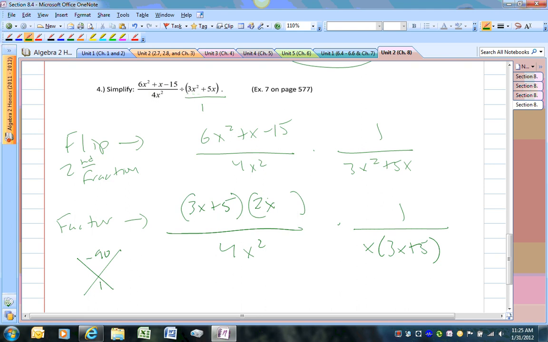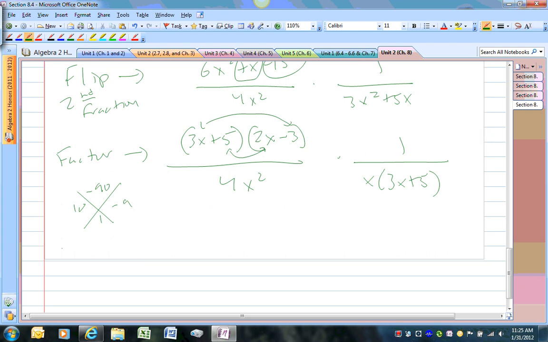If you have minus 15 and you have a positive 5, this has to be negative 3. If you check it out, if you FOIL, negative 9x, inner, positive 10x, that will get us actually plus x up here. So I know I factored this right, but if you were to actually go about it this way, I would get 10 and negative 9, but then I would have to factor by grouping. Factor out 2x, and factor out negative 3.